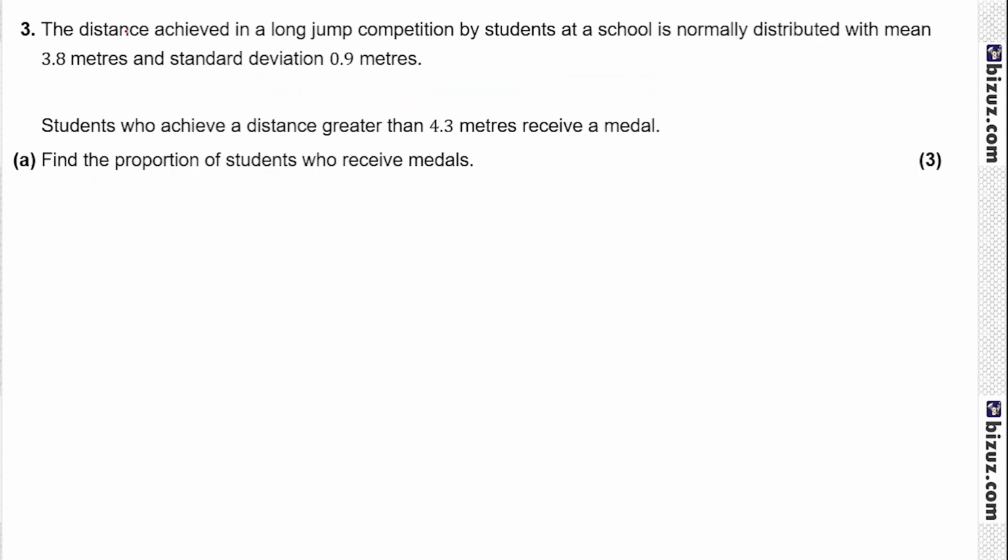Question number 3. The distance achieved in a long jump competition by students at a school is normally distributed with mean 3.8 meters. So 3.8 is the mean mu and standard deviation 0.9 meters. That's sigma. Students who achieve a distance greater than 4.3 meters receive a medal. So receiving a medal means that the jump distance was greater than 4.3 meters. All right. So part A tells us to find the proportion of students who receive medals.